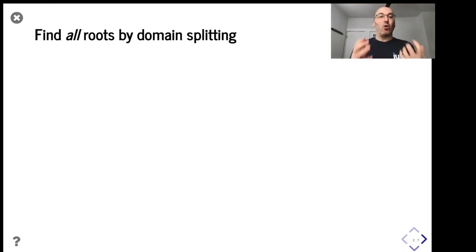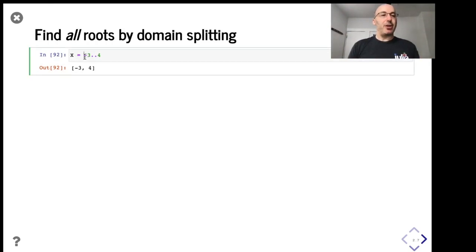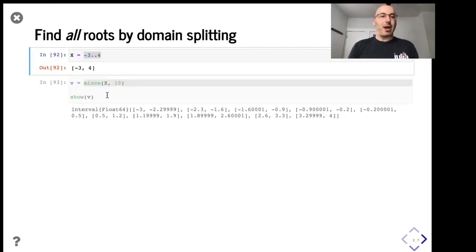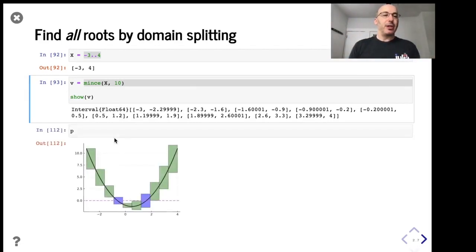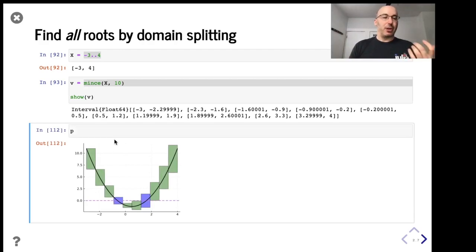So how can we now find all roots? Well, we're going to do that by splitting up the set, splitting up the domain. So here we're going to start with a new interval minus 3 to 4, and then we will mince that. In other words, we'll split that into 10 equal sized intervals. And this is what the result looks like. So what we're doing here is plotting each interval on the x-axis and the output on the y-axis, the output of this interval evaluation of the function.